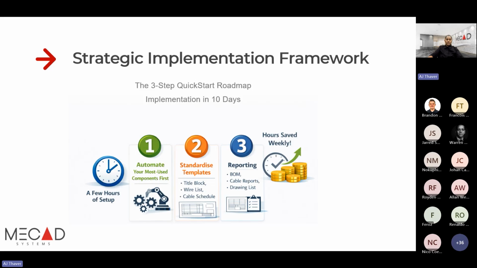The easiest way to understand is the 3 simple steps that are already built into the system. The roadmap designed to get you from a blank document to production-ready drawings quickly and reliably. Step 1, automate your process using your most used components.